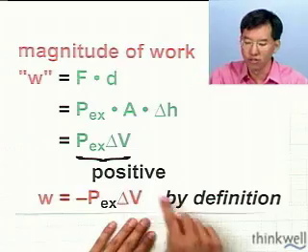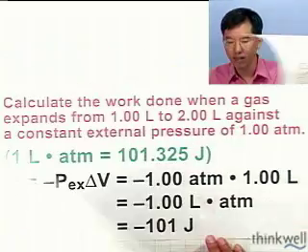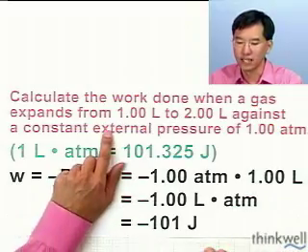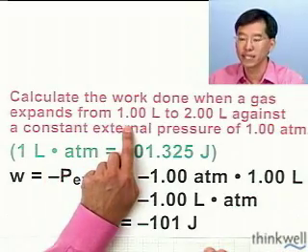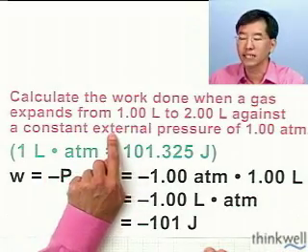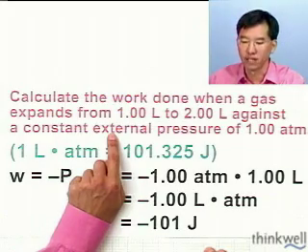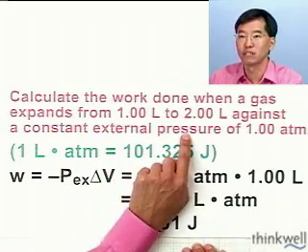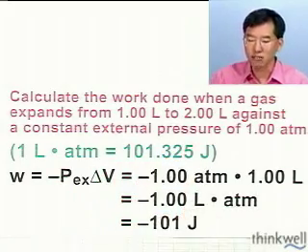So how do we use this expression? Imagine this problem. Calculate the work done when a gas expands from 1 liter to 2 liters against a constant external pressure of 1 atmosphere. Why would the gas want to do this? Well, if the gas pressure originally is more than 1 atmosphere, then the gas is going to want to expand against the external pressure because the pressure on the inside is larger than the pressure on the outside.